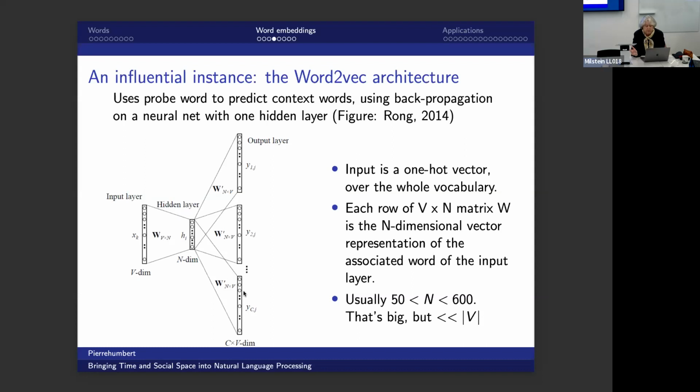Okay, so we have our one-hot vector going in. We have this standard shallow neural network setup. We have our weight matrix here, which is V by N, the vocabulary size by N, where N is the number of dimensions that we're going to use. It's typically in the range of 50 to 600. That's big, but it's a whole lot smaller than the vocabulary size. And once we've trained this up, we're going to end up with the rows of our matrix being the representation of the word with that index in the vocabulary.